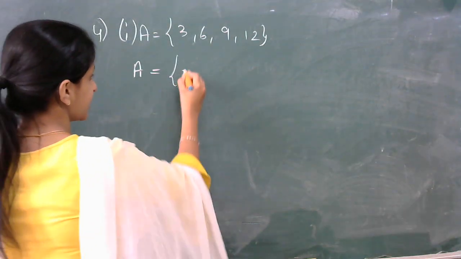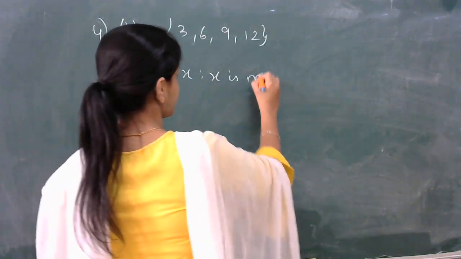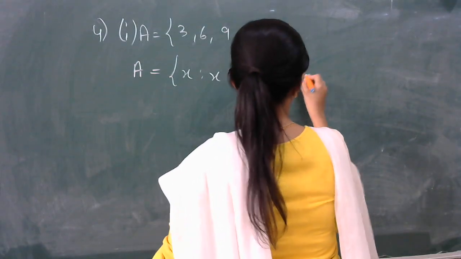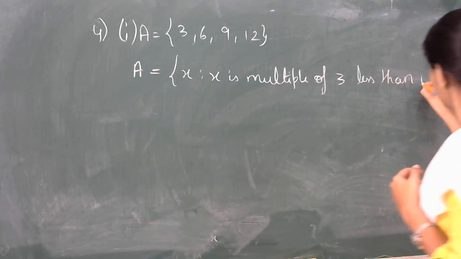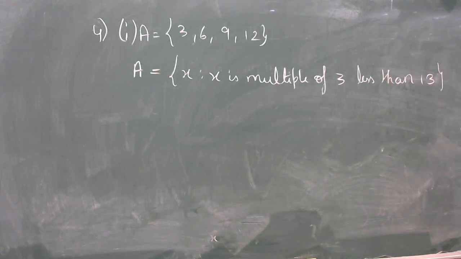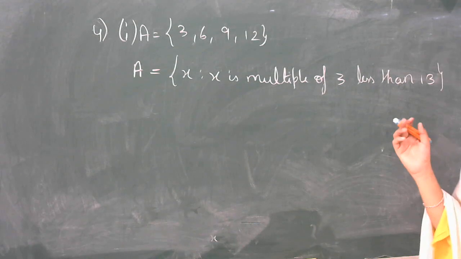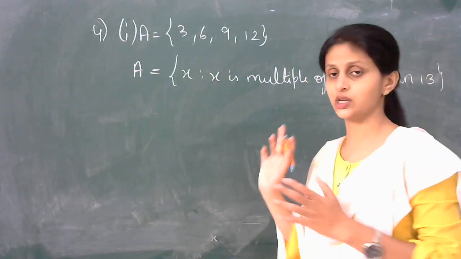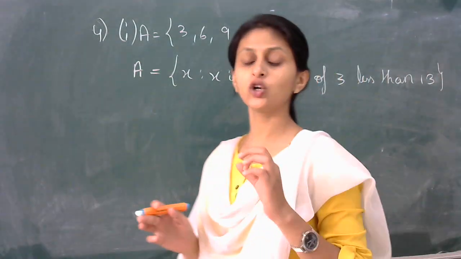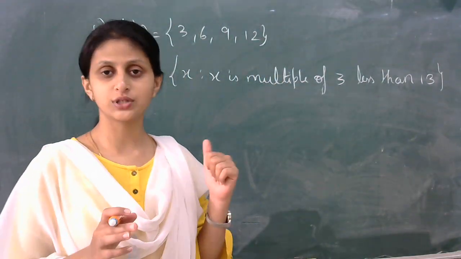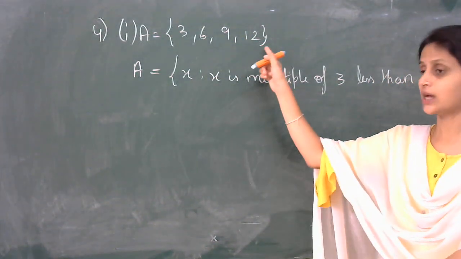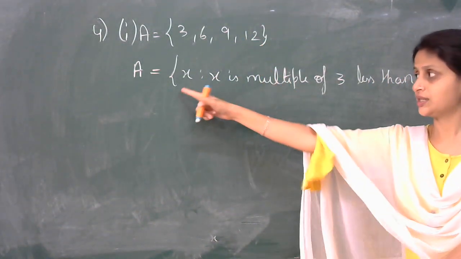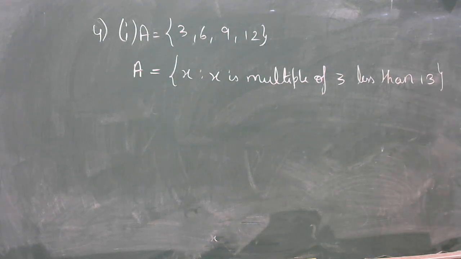So what we write is A equals x such that x is a multiple of 3 and x is less than 30. You have to recognize, it is your presence of mind you will be using here, students. You have to recognize what is the common property of all the elements. Here you can observe it is a multiple of 3 and those are less than 30. So this is in set builder form. The remaining you need to write.